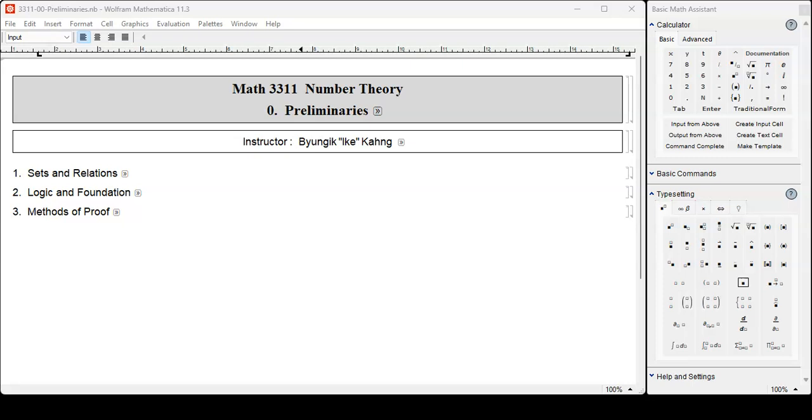Hello students, welcome back. We completed section 1. Now let's go to section 2, Logic and Foundation.